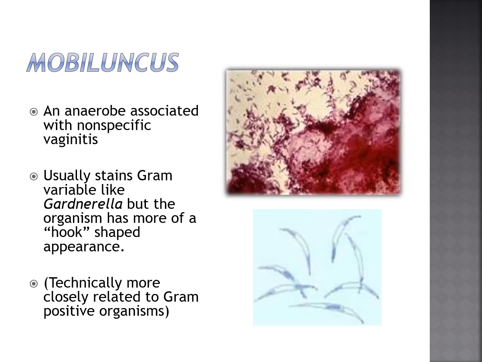The last organism that I want to talk about is Mobiluncus. This is a gram-positive anaerobe closely related to actinomyces, and it can cause vaginosis when it's growing along with Gardnerella vaginalis. It's an anaerobe associated with nonspecific vaginitis. It usually stains gram-variable much like Gardnerella does, but it has more of a hook-like appearance. It is technically more closely related to gram-positive organisms, even though it stains gram-variable.